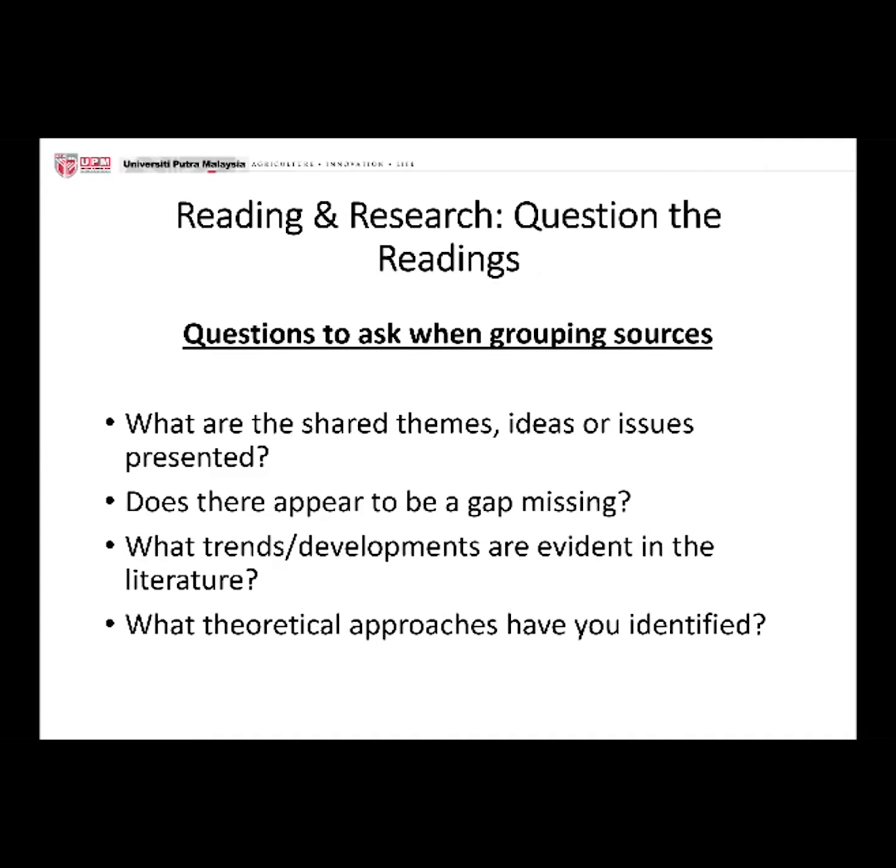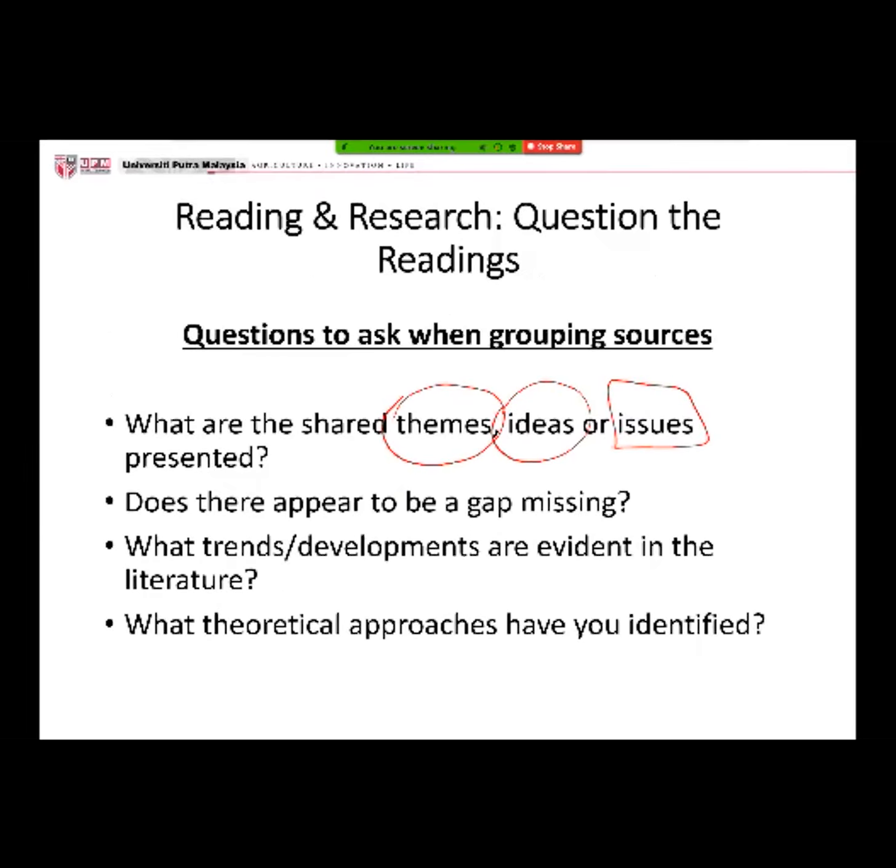So some questions that you can ask when you're looking at sources and you want to group them: What are the similar themes? What are the similar ideas? Or maybe you are looking at issues, what are the themes that are similar between these? Is there a gap or something missing? Maybe you have a lot of issues, but no one is looking at how to solve them. So that is a gap, right?